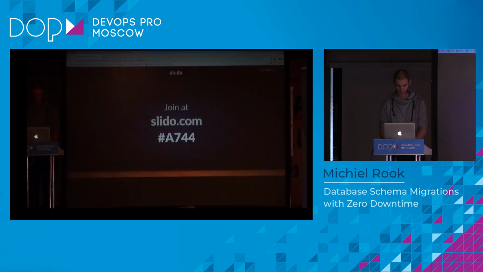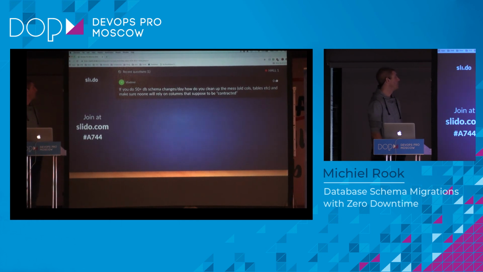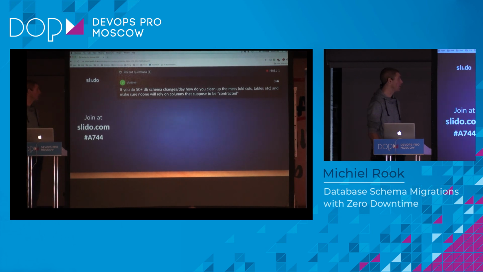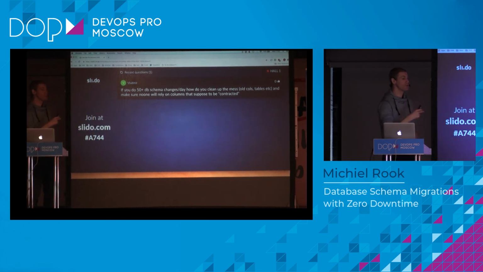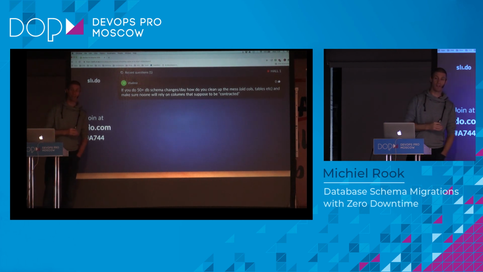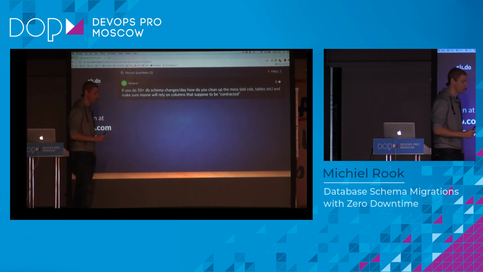Let me switch to the Slido thing. If you do 50 plus database schema changes per day, how do you clean up the mess and make sure no one will rely on columns that are supposed to be contracted? Okay, we weren't doing 50 plus schema changes per day, because that would have screwed my day considerably. Plus, we would probably be doing something wrong if we really needed 50 plus deployments or schema changes per day. But let's assume we are doing that. How do you clean up the mess and make sure no one will rely on columns that are supposed to be contracted?